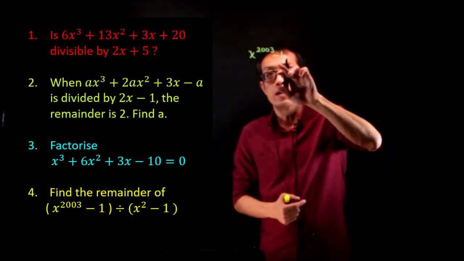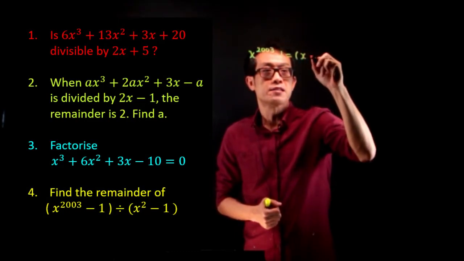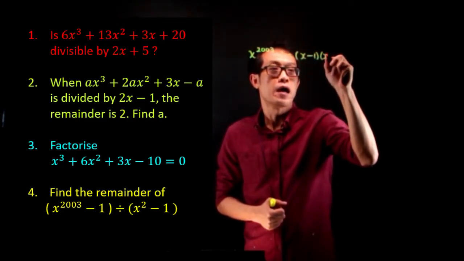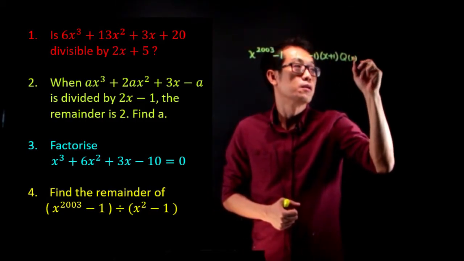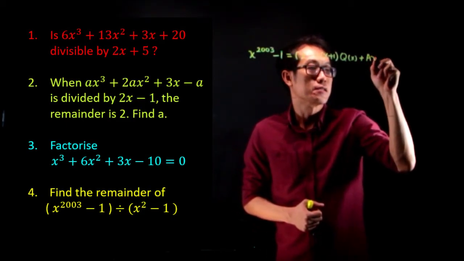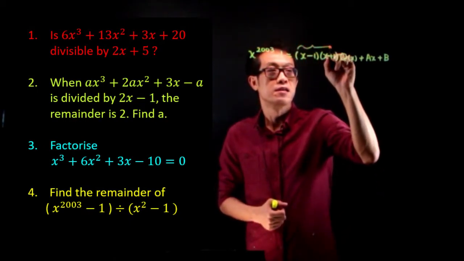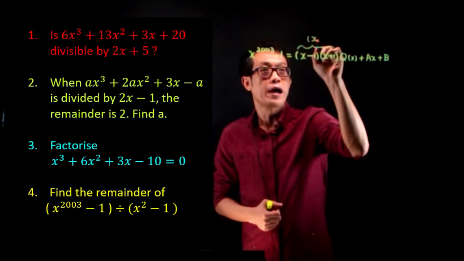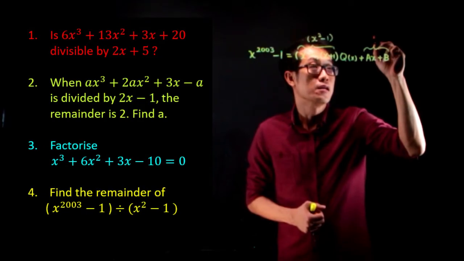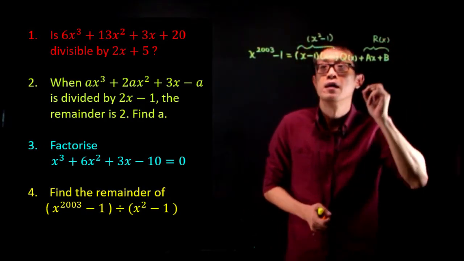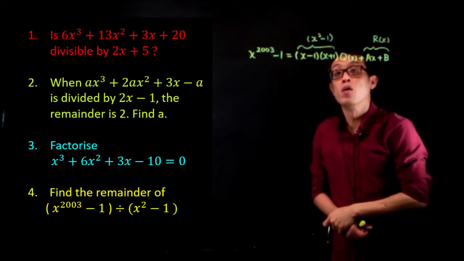So this can be rewritten as x minus 1, x plus 1 times the quotient plus ax plus b. Alright, this is the divisor, and this is actually x squared minus 1. Alright, this is the quotient and this is the remainder. Okay, the divisor is of degree 2, so the remainder must be of degree 1.